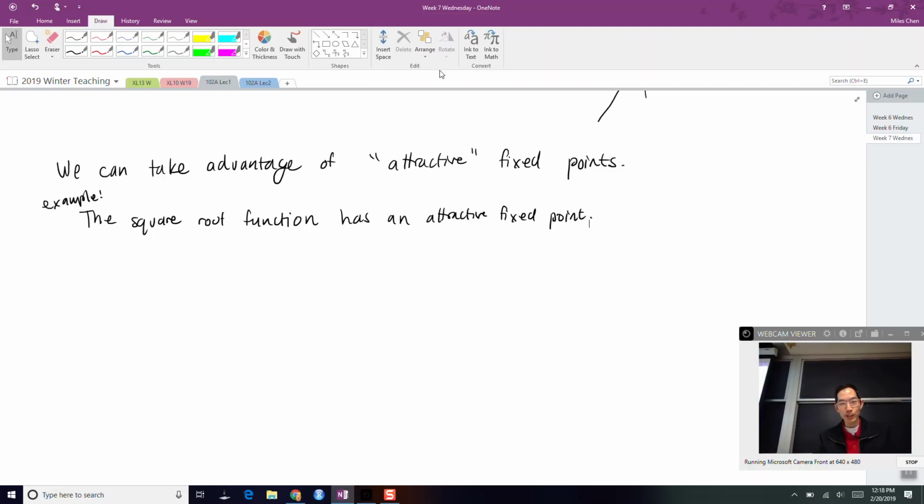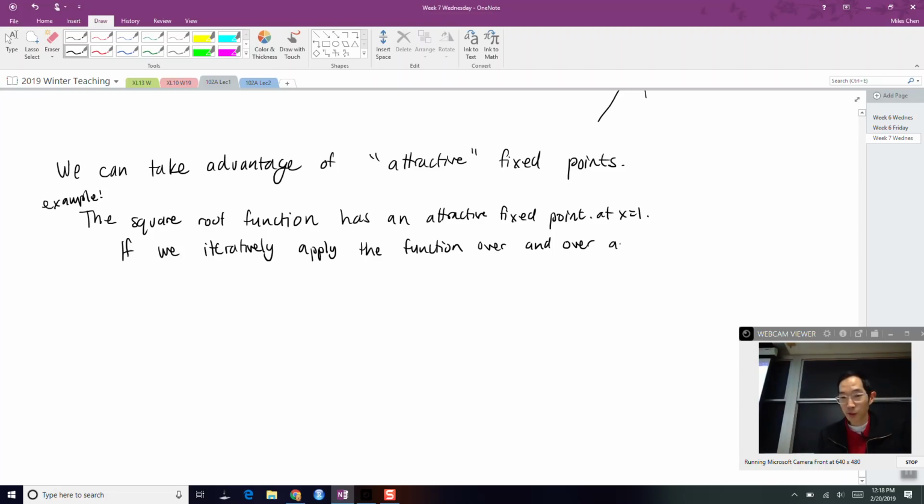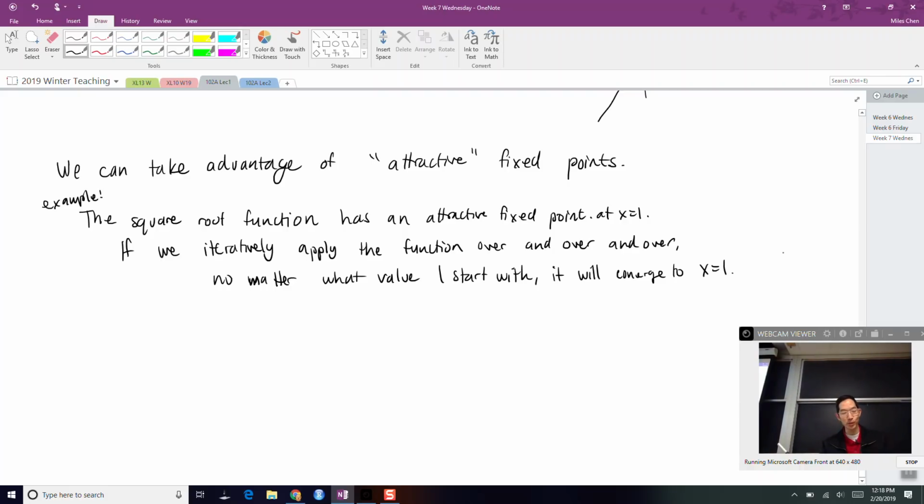All right, so the square root function has an attractive fixed point, and what that means is if we iteratively apply the function over and over, with the fixed point at x equals 1, no matter what value I start with, it will converge to x equals 1. Because the square root of 1 is equal to 1, so 1 is a fixed point of the square root of x.